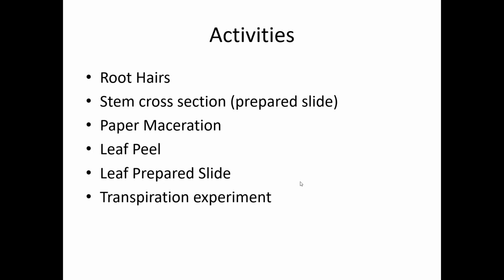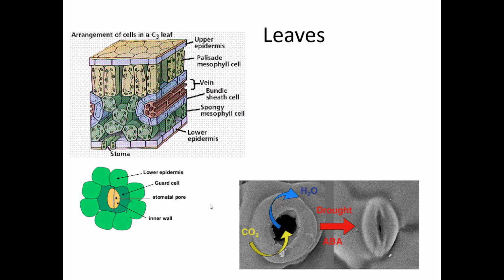Several activities are planned for when this lab is in person, but I'm going to talk to you about what you would have seen. We would examine root hairs, stems. We would do a paper maceration. That's when we soak toilet paper usually, or paper towel, in a little bit of water, and we tear it up and we look at it under a microscope to see what it's made of. We would do a leaf peel. That's when you put clear fingernail polish on a leaf and then make a slide out of it to see the surface of the leaf. We would also look at a prepared slide of a leaf, and we would run an experiment on transpiration.